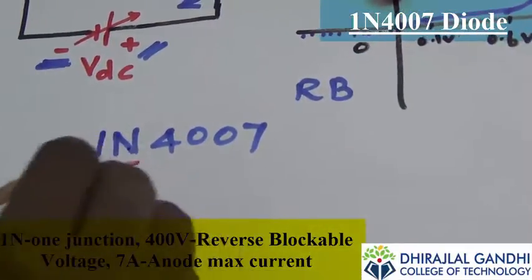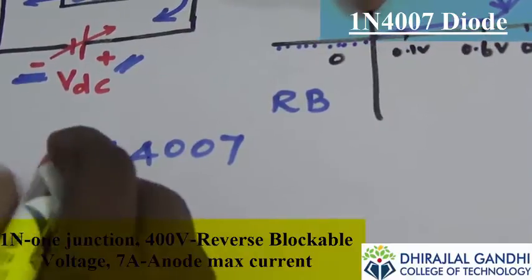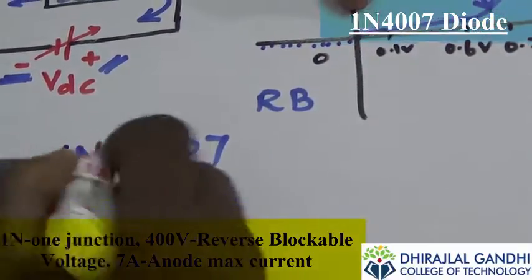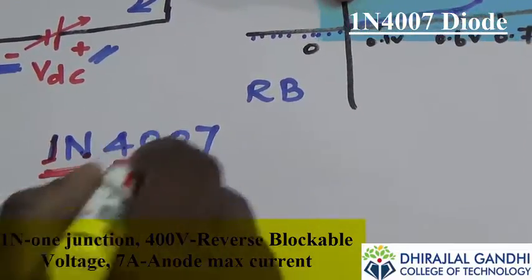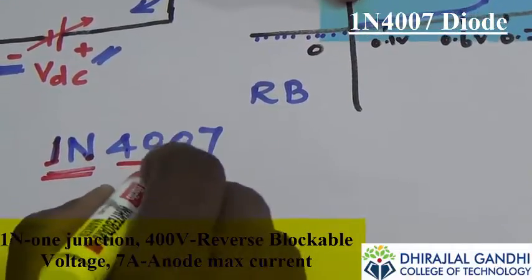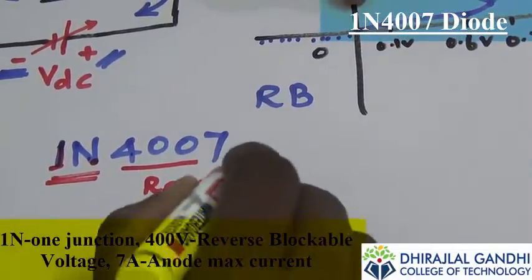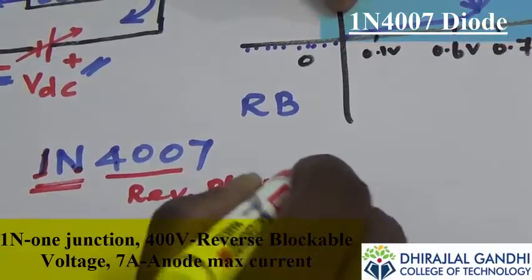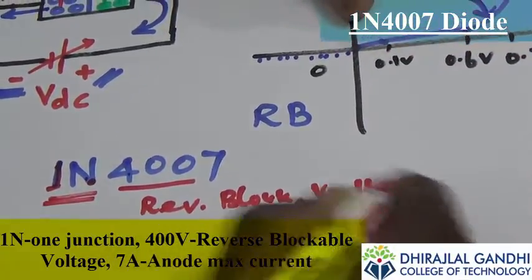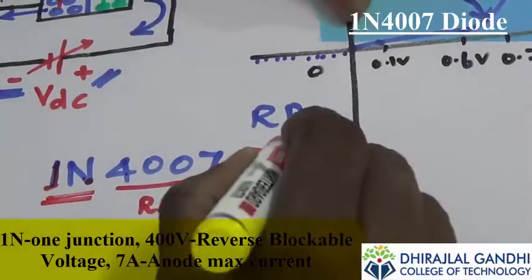Take the diode 1N4007. The first two characters, 1N, mean one junction. 400 refers to the reverse blocking voltage, and it is able to carry 7 amperes.